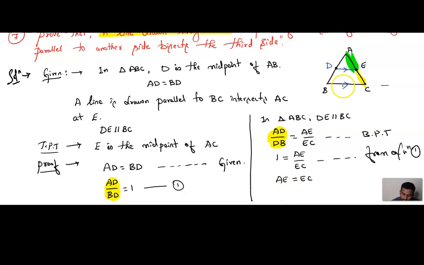Now we can say that when AE is equal to EC, AE is how much? EC is also the same. So we can say that therefore E is the midpoint.